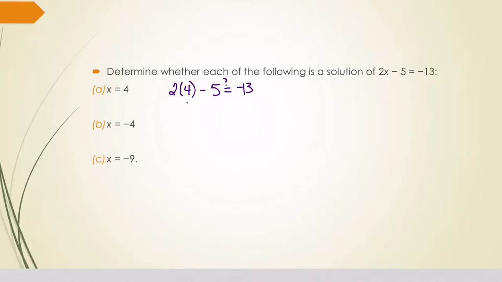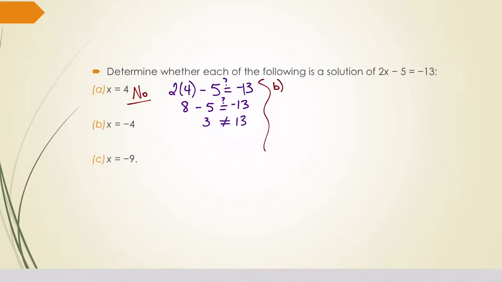2 times 4 is 8. 8 minus 5, does that equal negative 13? 8 minus 5 equals 3. 3 does not equal negative 13. So I would say no for this one, or you could say not a solution. So now let's go over here and do part B.